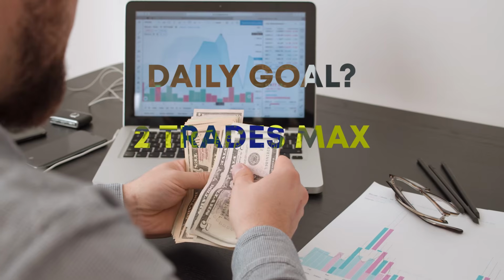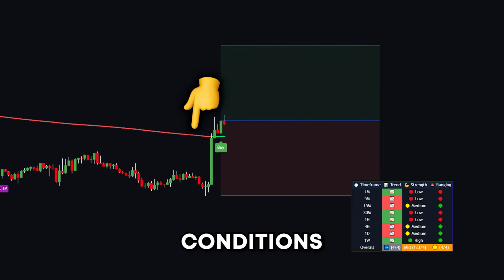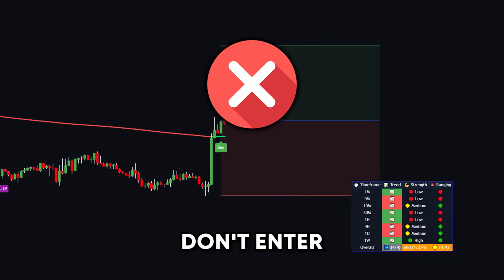Your daily goal? 2 trades max. And if the trading conditions don't align perfectly, you don't enter. You stay out of the market. That's how you protect yourself from losing your hard-earned cash.